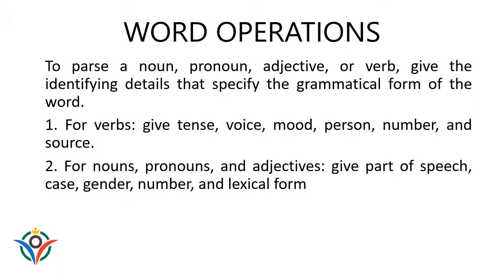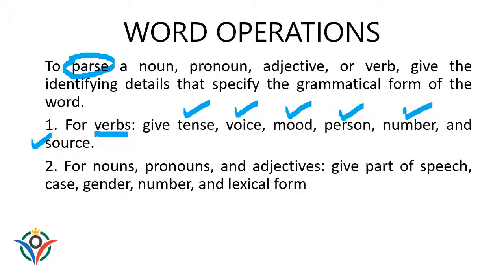The next section of our lesson is word operations, which is really just a fancy way of speaking about Greek jargon. And the jargon that I want to make you familiar with is this word parse. So it says here, to parse a noun, pronoun, adjective, or verb, give the identifying details that specify the grammatical form of the word. So when you parse a verb, you need to give the following information in this order. You would give the tense, the voice, the mood, the person, the number, and the lexical form.